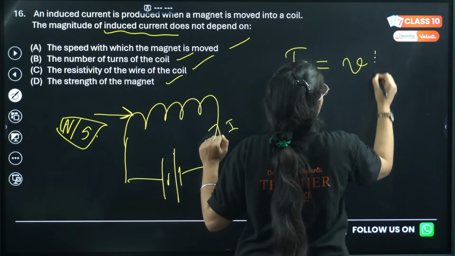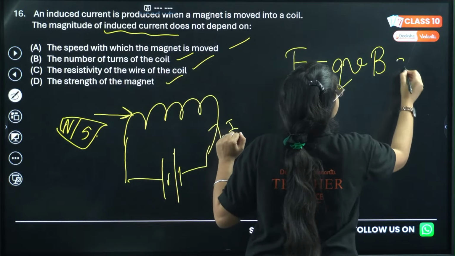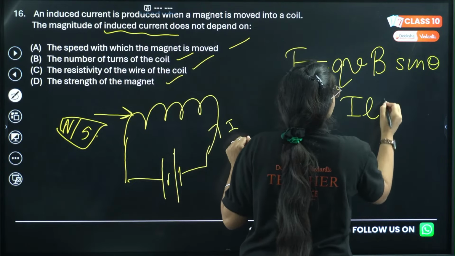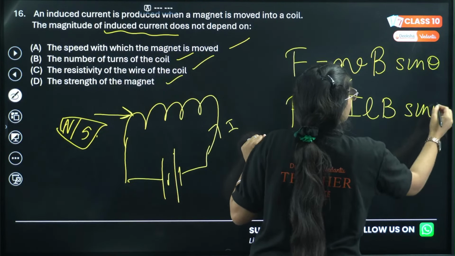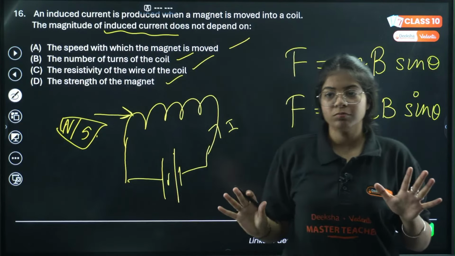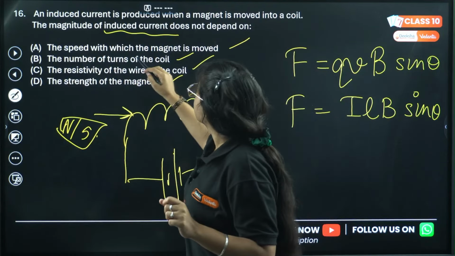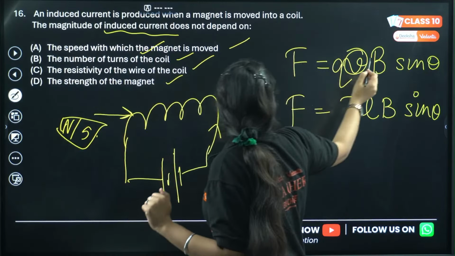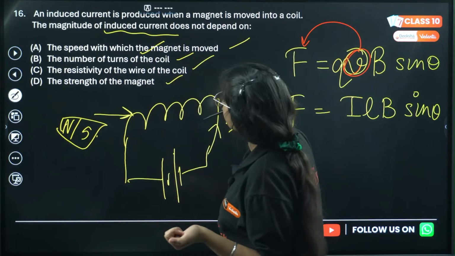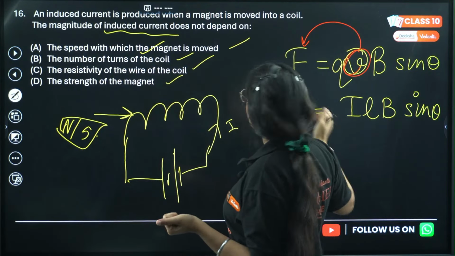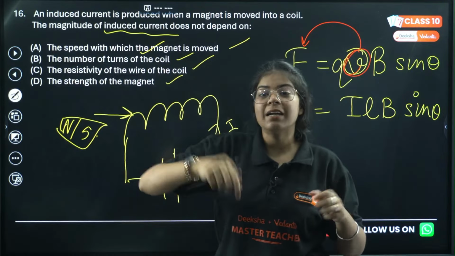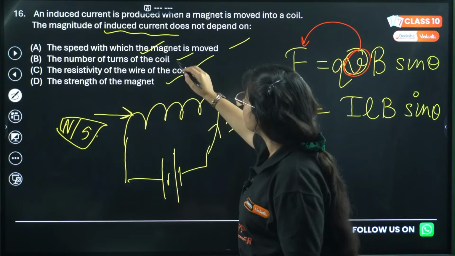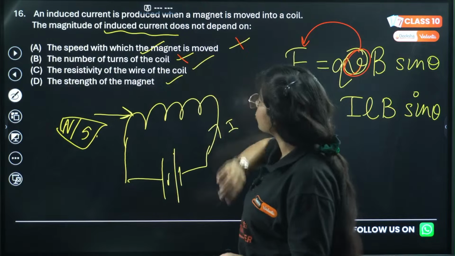So we have two formulas, qvB sin theta, correct, and the same is ILB sin theta. Can we just check from these two formulas? What is the speed? Speed is there in the formula, so it will impact the force. The number of turns of the coil, we know that if we increase the number of turns, the current will increase, so that is also not the answer.